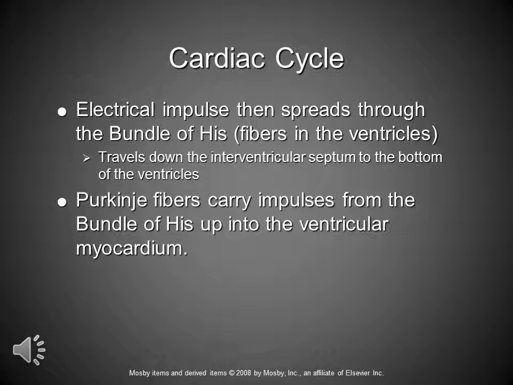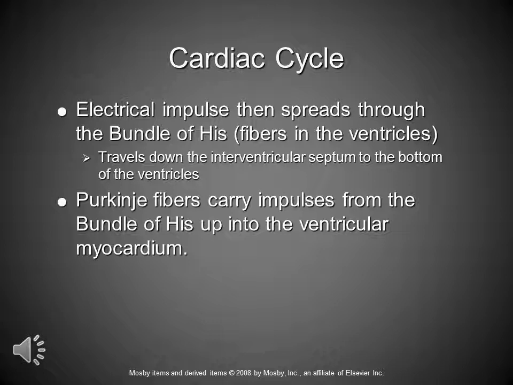When the SA node, or pacemaker, fires, the atria contract, right first and then slightly left, and force blood down into the ventricles. Then the impulses travel down to the apex of the heart, turn, and go up the walls of the ventricle. The ventricular contraction actually starts at the apex and spreads up the walls, so the ventricles contract from the apex and force blood back up. Atria force blood down, ventricles force blood back up.